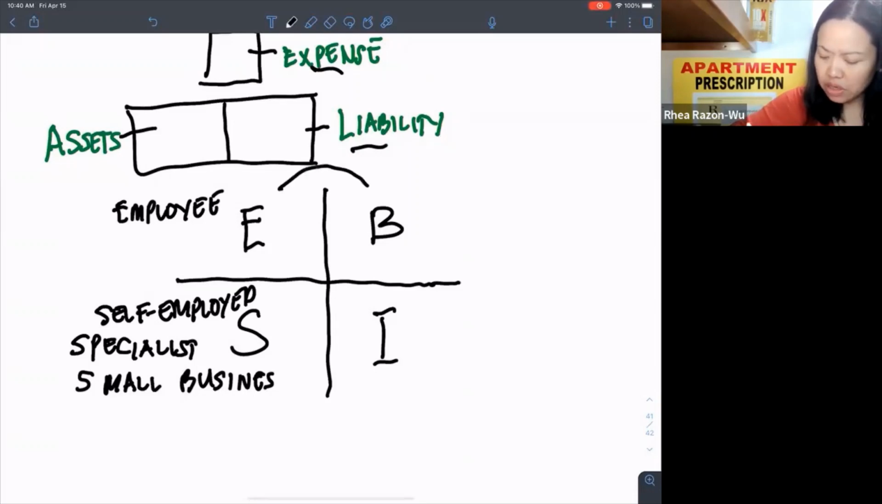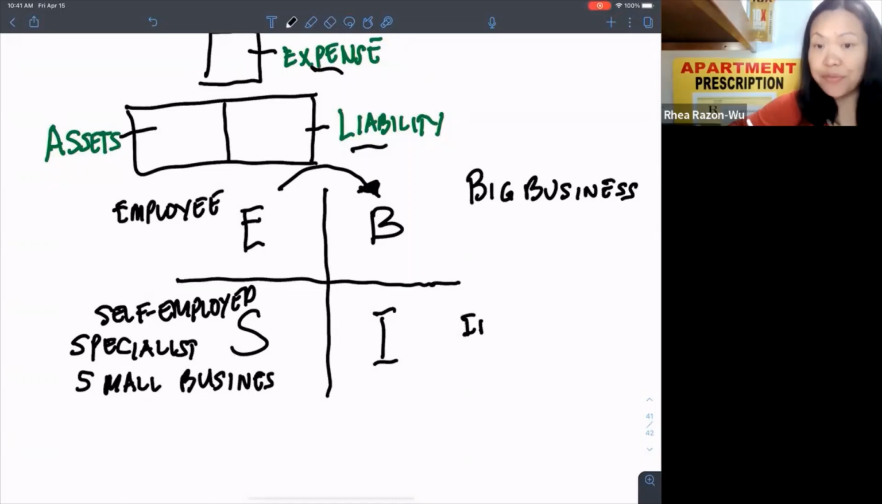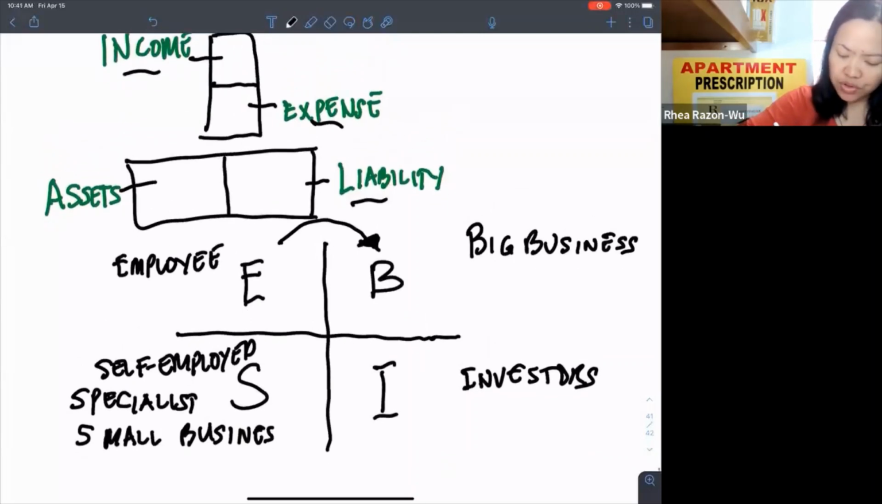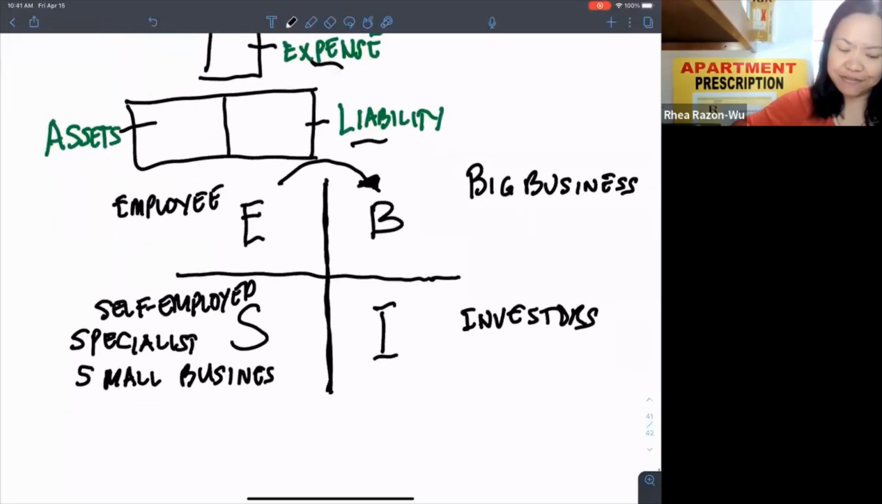Now, all of us, our goal is to get to the right side of the quadrant. And the right side of the quadrant is where the B and the I live. The B is big business. Big business has more than 500 employees. I stands for investors. So that's the cash flow quadrant: the E, employee, the S, self-employed, the B, big business, and the I, investor.